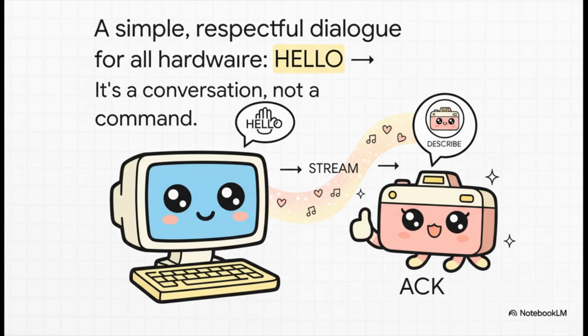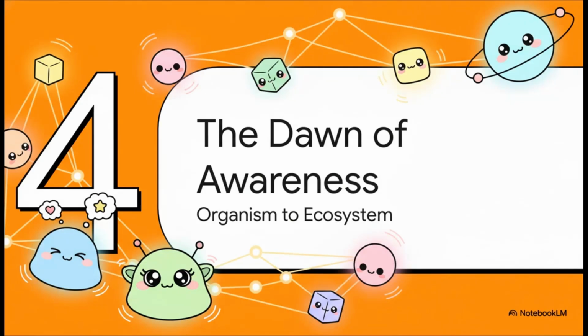It asks it to describe itself, and then it agrees to begin a stream. It's treating every component like a living organ in its body, not some slave that it can just command. So, let's recap. We now have a breathing organism. It has senses, it has memory. So the next logical step is scale. This is where the system shifts from being a single self-contained creature into a networked collective consciousness.